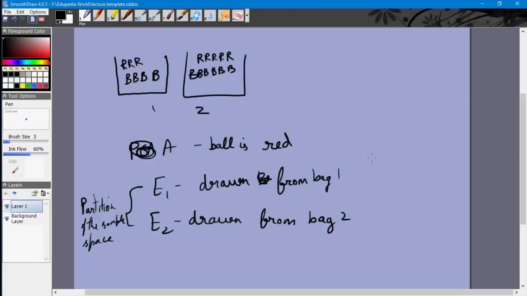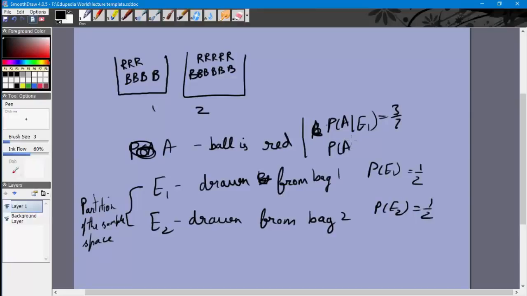So we can use Bayes' theorem. P(E1) is equal to half and P(E2) is equal to half because we are told that we just choose a bag randomly. And what is P(A|E1)? That means given that it is taken from bag 1, what is the probability that the ball is red? That is 3/7 because 3 balls out of 7 are red.